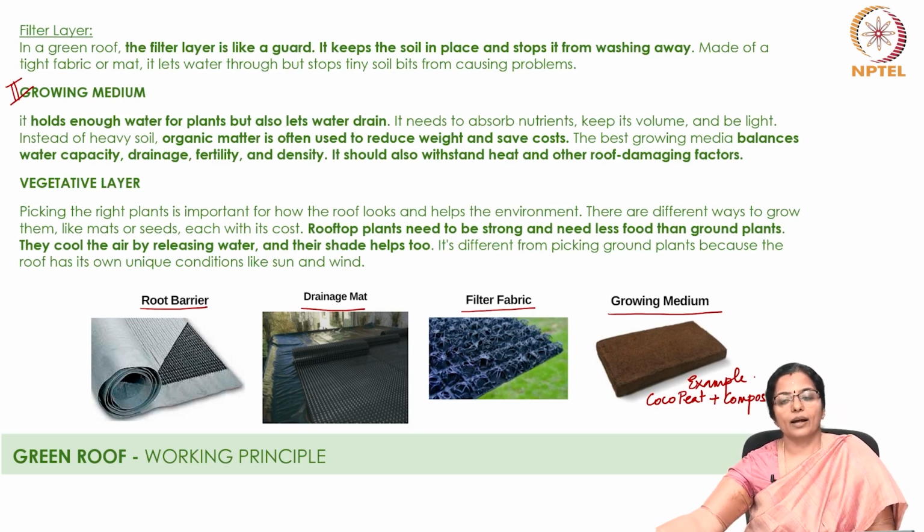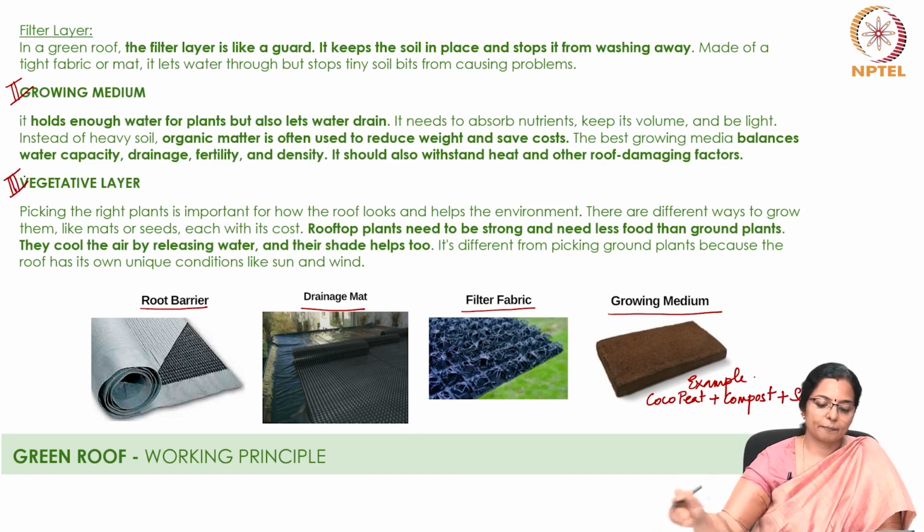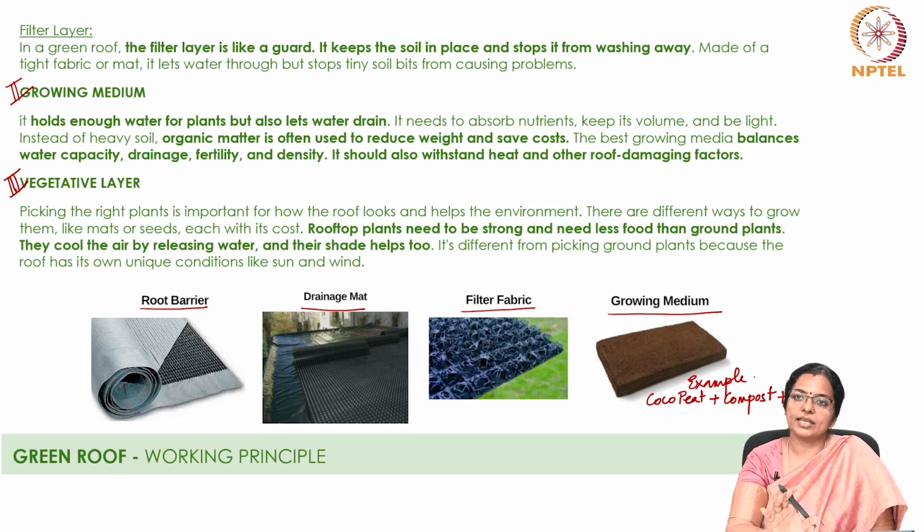And then the seventh layer is the vegetative layer. It is important that we select the right plants for how the roof looks and helps the environment, and also to understand what our expectation is from the green roof, whether we would want to cultivate something out of it or it is only for aesthetic and environmental purposes.